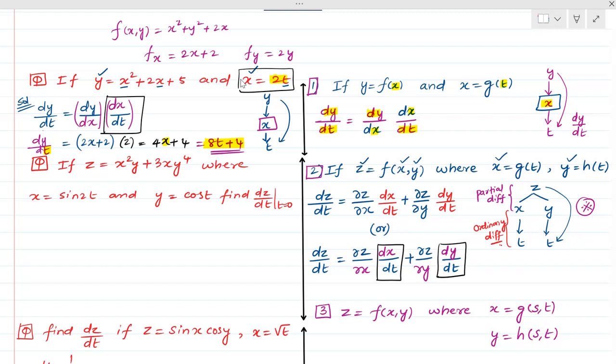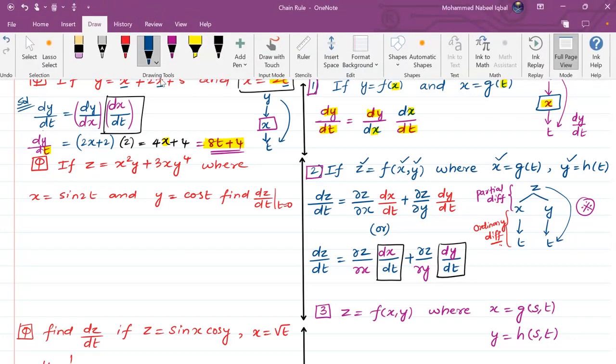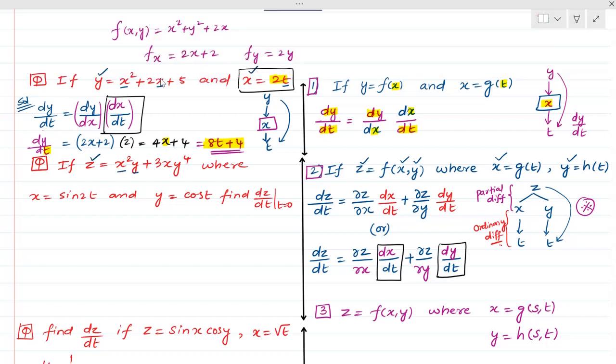x is a function of t, y is a function of t, but z is a function of x and y. That's why it is a partial derivative you are using. Now it is the same thing here. The question is given: z is a function of x and y, and x and y are functions of t. So this is the same case, and the same rule applies.